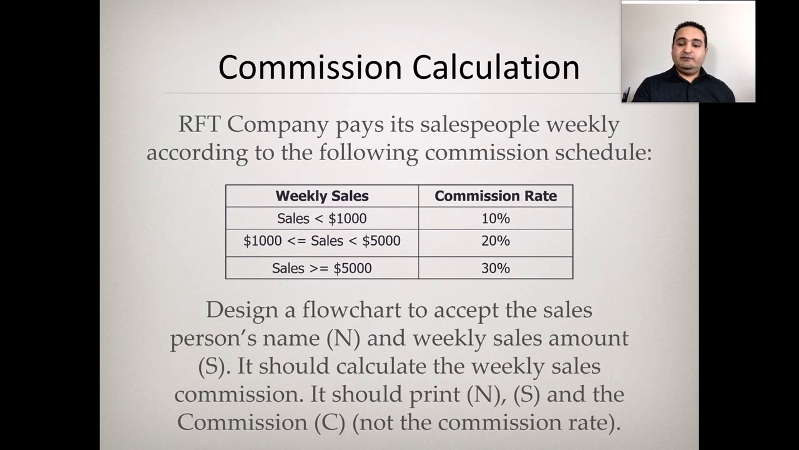Again, here we have commission calculation. So if the salesperson makes less than 1,000, then their commission rate will be 10%. If they make between 1,000 and 5,000, then their commission rate will be 20%. If they make more than or equal to 5,000, then their commission rate will be 30%. So they actually want us to calculate how much commission that salesperson will get.